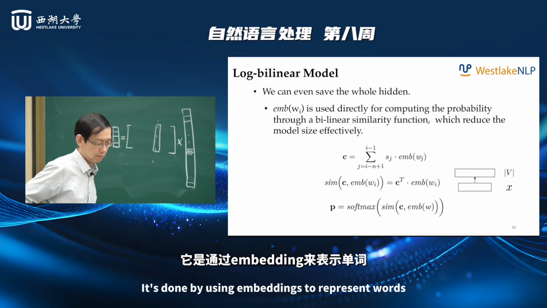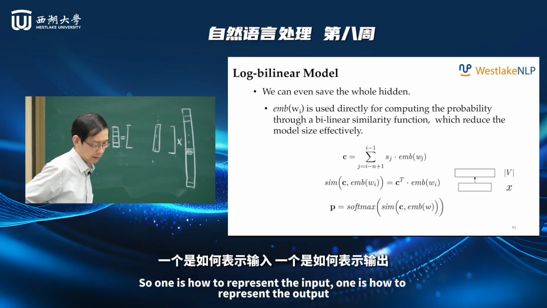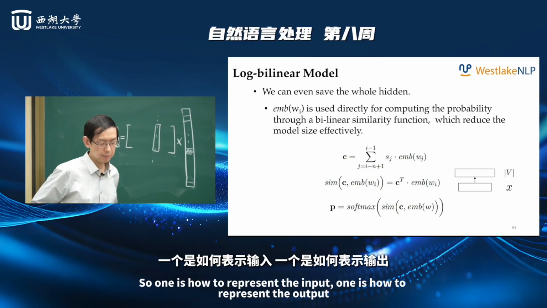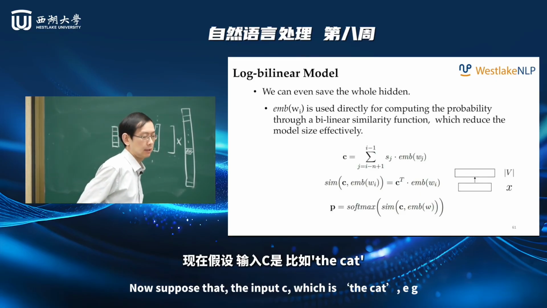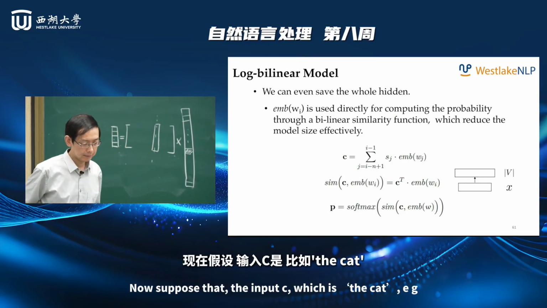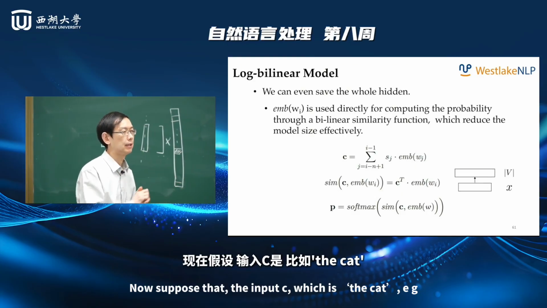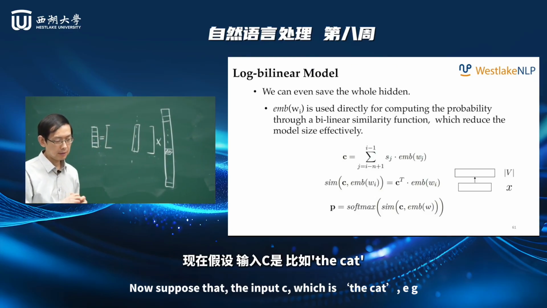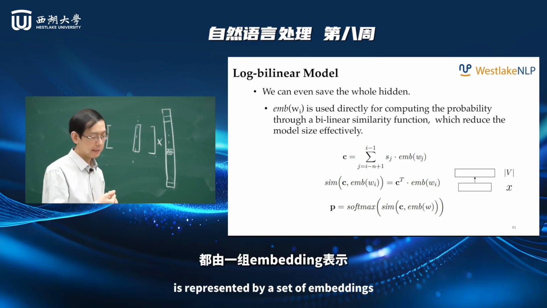It's done by using embeddings to represent words. But you need two sets of embeddings. One is how to represent the input, and one is how to represent the output. Now suppose that the input, C, which is the context, the cat, for example, every word in C is represented by a set of embeddings.